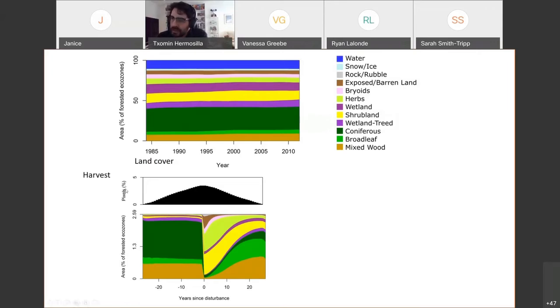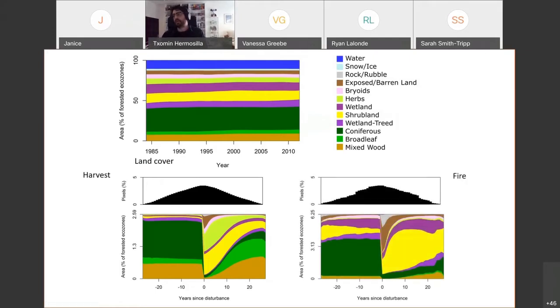So here I'm representing all the harvesting events that occurred from 85 to 2012 in Canada, and we can see, obviously, the land cover before a harvesting event is mostly tree areas, and after the harvesting event happens, we have an abundance of herbs and shrubs. As time since the change passes, we see an increase of different tree types like mixed wood and broadleaf, and then at the end of the time series we can see an increment of coniferous.